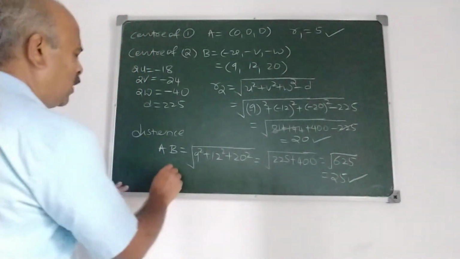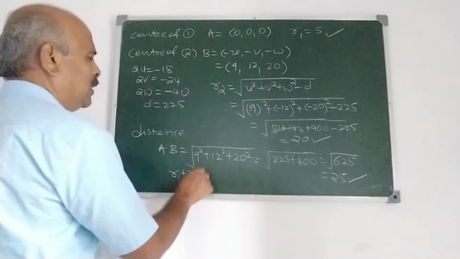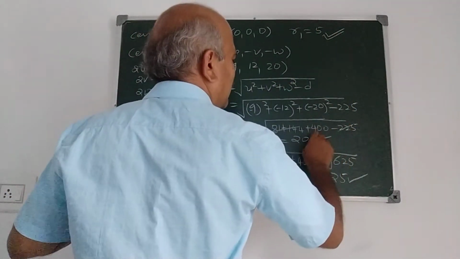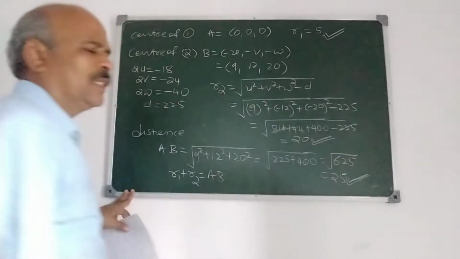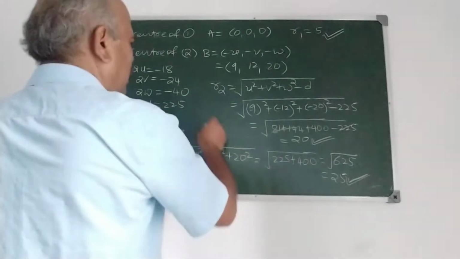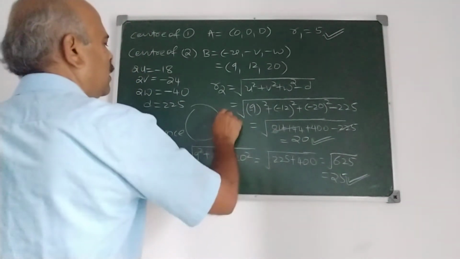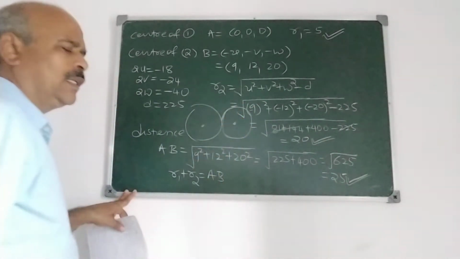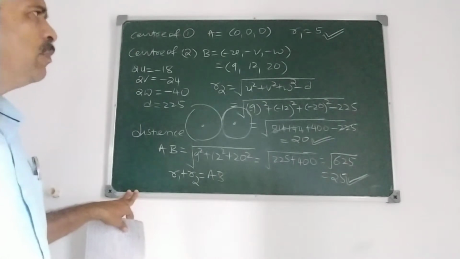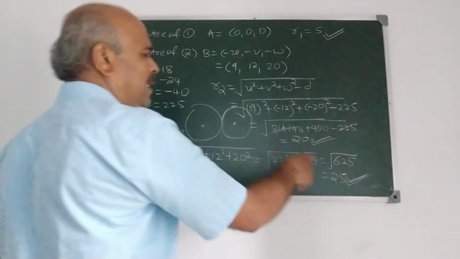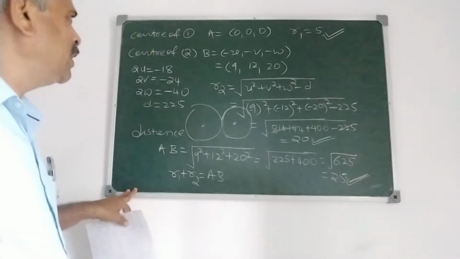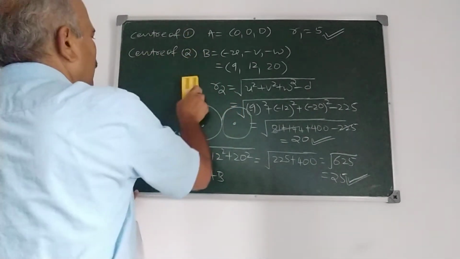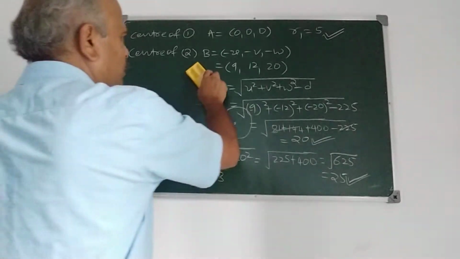Here R1 plus R2 is AB. That is, the sum of the radii is equal to the distance between the centers. So what's your conclusion? Here two spheres touch each other externally, because the sum of the radii is the distance between the centers. Now you have to find out the point of contact also.